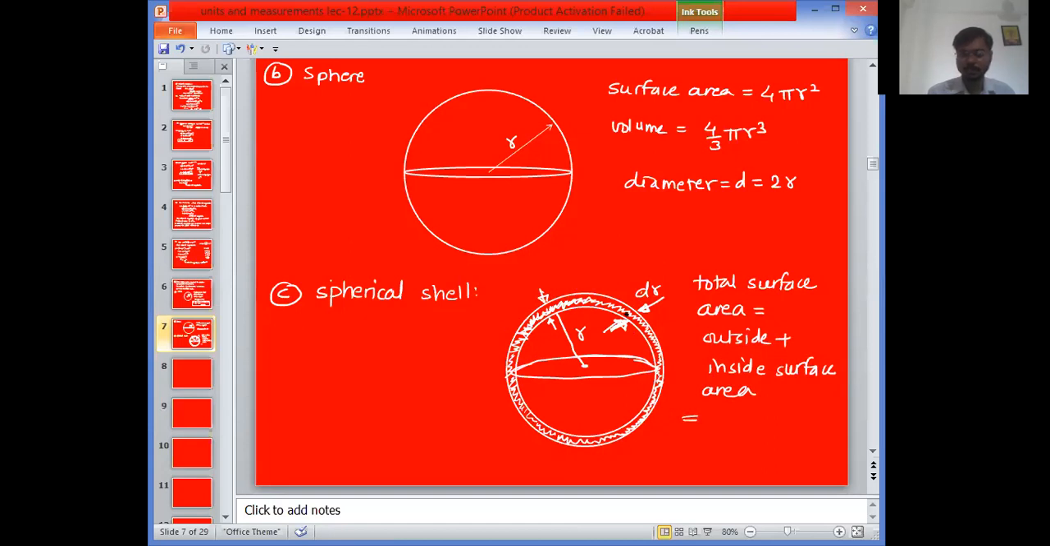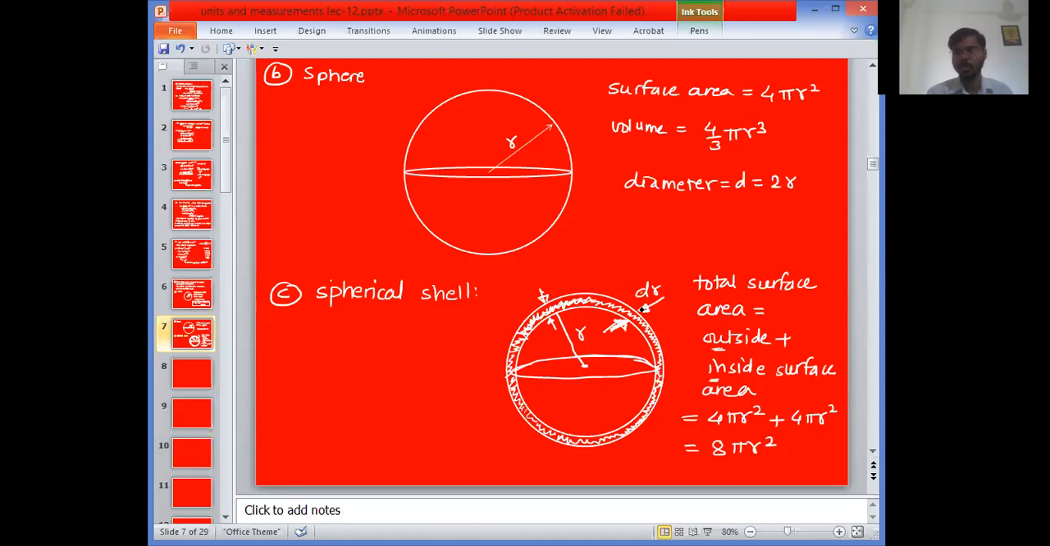Okay sir. Now for outside surface area, 4 pi r square. Inside surface area also, take the inside radius also as r, approximately r. Outside radius is also equal to r. This is a very very small thickness, so inside radius and outside radius you can take equal. So 4 pi r square plus 4 pi r square. In this way you can write 8 pi r square, including outside plus inside.